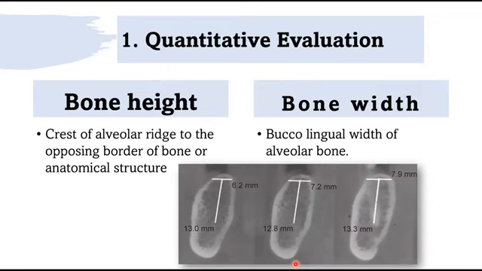And under the quantitative evaluation, we measure the bone height and the width. And the bone height is measured from the crest of the alveolar ridge to the opposing border of the bone or an anatomical structure. And why is this important? Because according to the bone height, the implant length is determined. And talking about the bone width, it is the buccopalatal or the buccolingual width of the alveolar bone, and this is significant for the selection of the implant diameter.